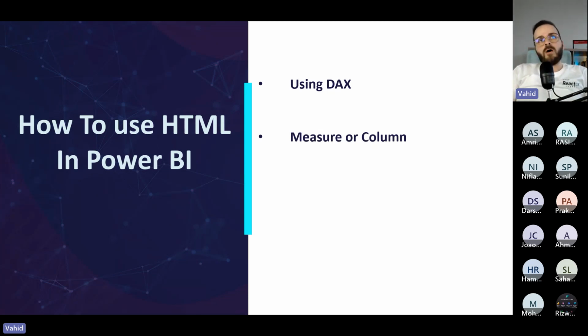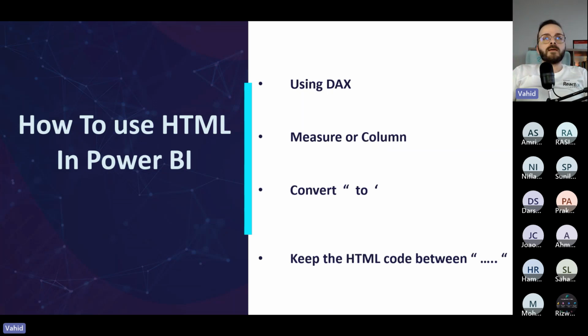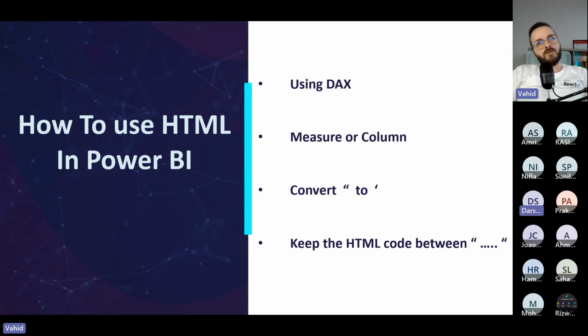But I always use measures. So using DAX is the same as the first solution for using HTML in Power BI. We need to convert double quotation marks to single quotation marks in all HTML code. This is the rule, because whenever you write HTML code, there are some tags you need to add with double quotation marks. But you need to first convert them to single quotation marks and keep all the HTML code between two double quotation marks.